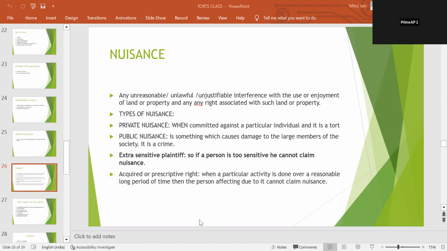No. Why? Because if somebody cannot even withstand the sound of typing, then there is a problem in him or her, right? So that is the case of extra sensitive plaintiff. The second defense is that of acquired or prescriptive right. Now, what is an acquired or prescriptive right? These are cases where an activity is done continuously over a reasonably long period of time, and as a result of it, it becomes lawful. Now, the general rule is if an activity is continued for 20 years, supposedly, then it becomes a reasonable activity.